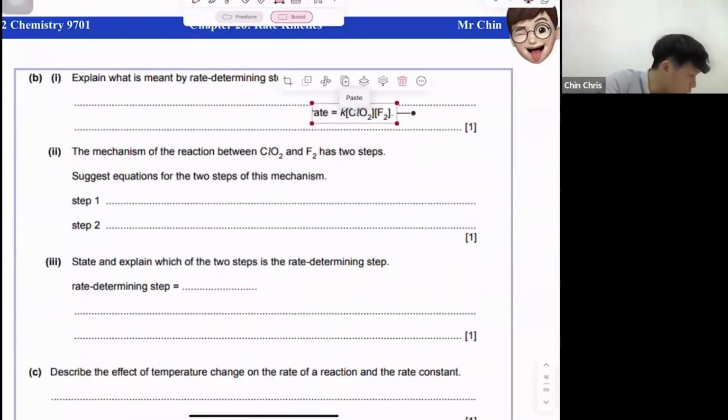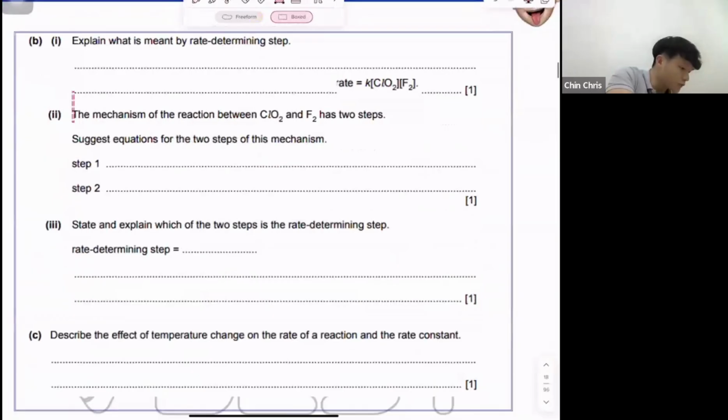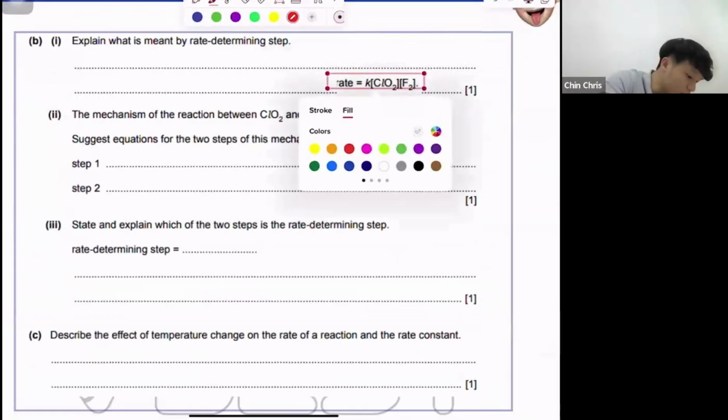All right, guys. Last one. Let's try this. Page 18, part 2. Okay, I gave you the rate equation already, guys. That's your rate equation, guys.